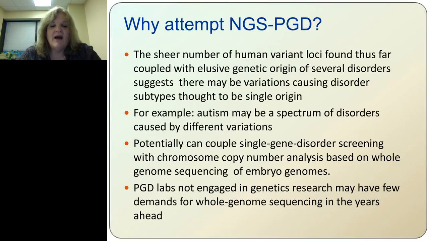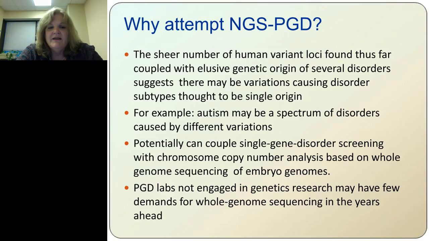So why attempt NGS-PGD? Well, one reason to attempt it is that the sheer number of human variant loci that I just briefly discussed, coupled with the elusive genetic origins of several disorders, suggest that there may be variations causing these disorders and subtypes that were thought to be of single origin. So we may want to do whole genome sequencing and do some R&D coupled with our clinical testing, because autism, for example, there's evidence that it may be a spectrum of disorders caused by different variations, because we haven't been able to nail down any one particular variation that causes autism.